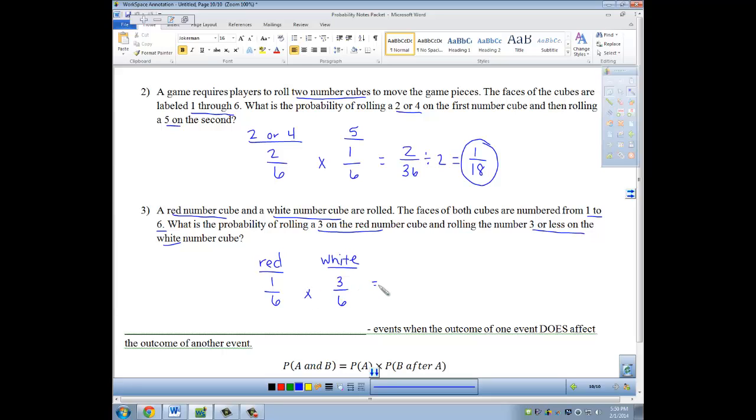Multiply that together. 1 times 3 is 3. 6 times 6, 36. Divide both numbers by 3. We get 1 over 12 as our probability.